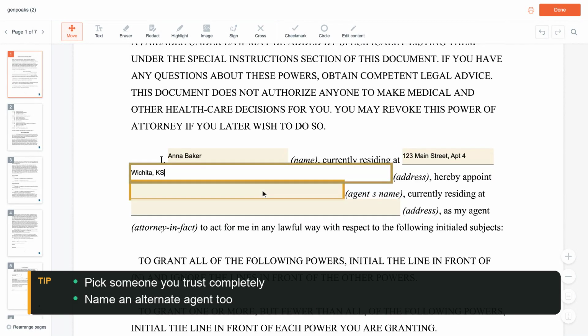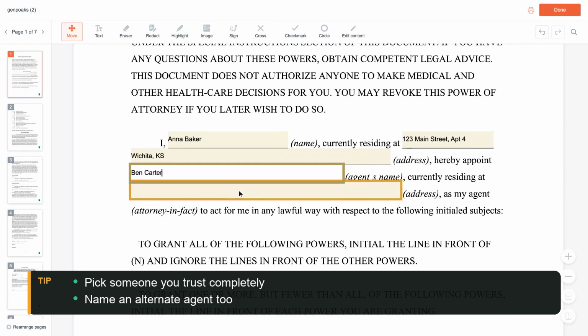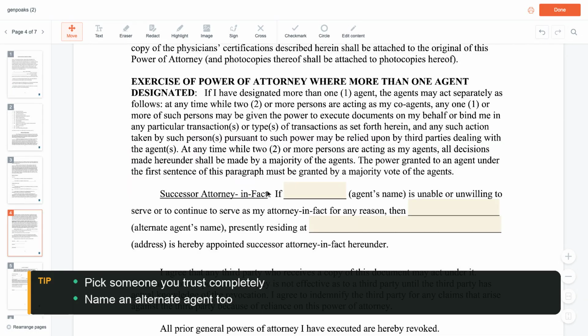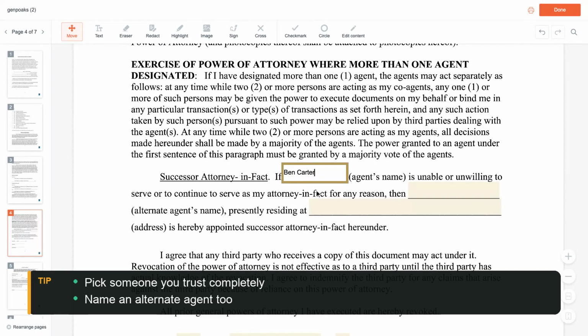Now name your agent, the person you're giving authority to. Here, Ben Carter, with their address. And name an alternate. Here, Carlos Diaz, in case your first choice can't serve, so your document doesn't stall if something happens.